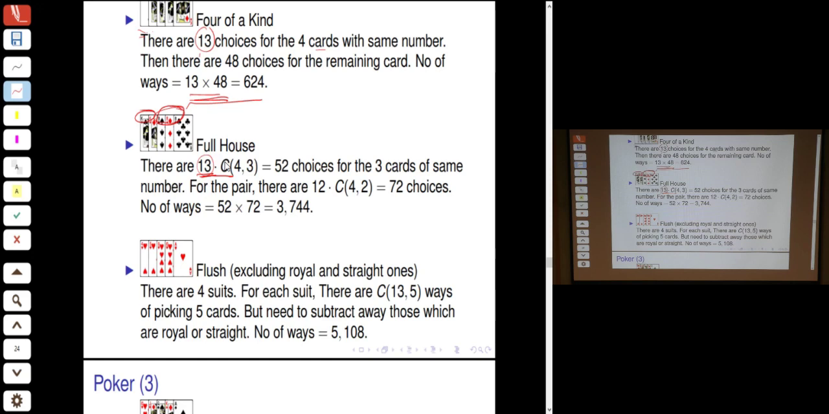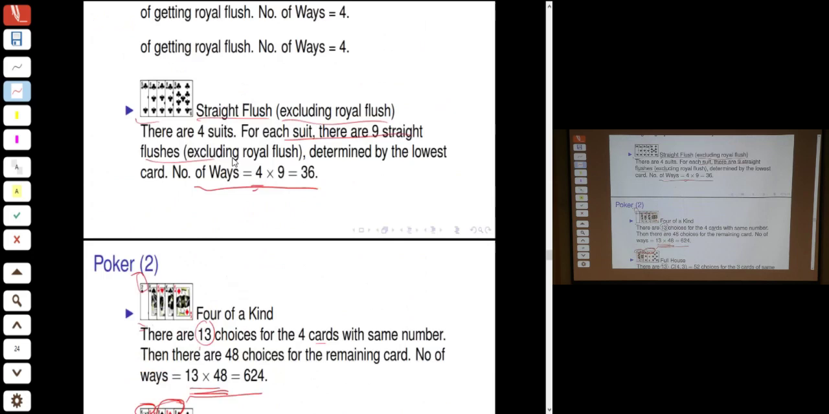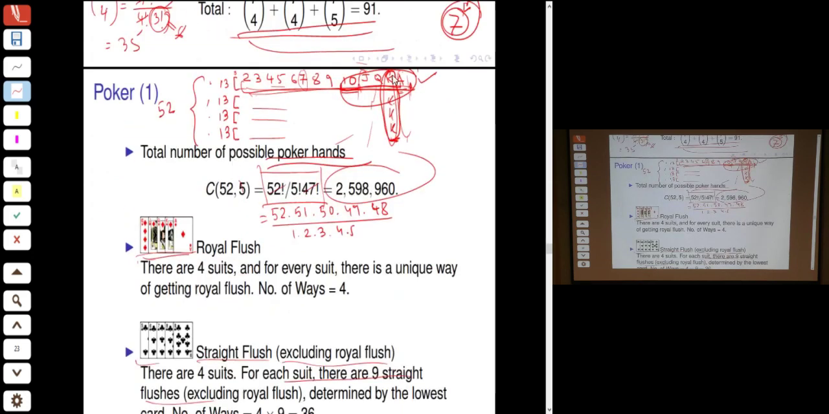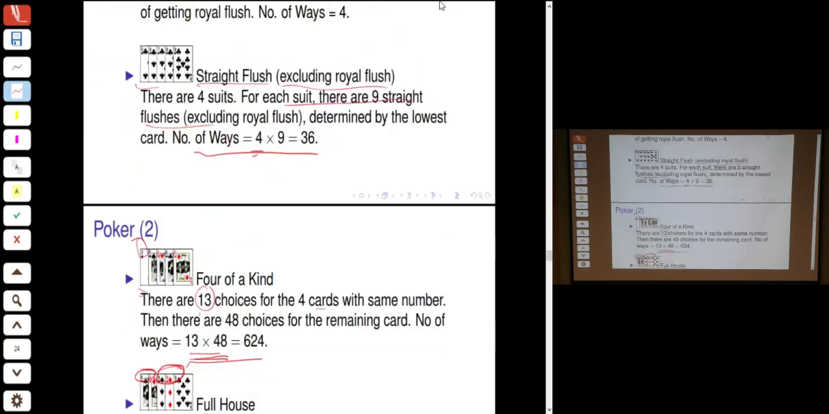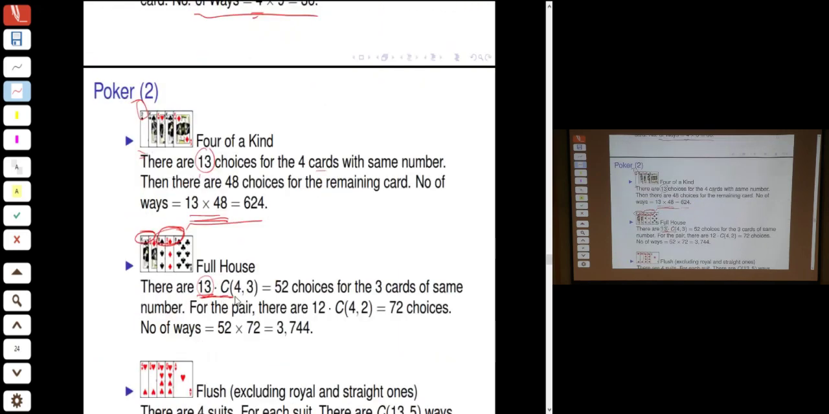For every choice of the number, you have 4 available suits. So suppose your number which is going to be repeated 3 times is king. Now there are 4 kings corresponding to the 4 suits, and you want to choose 3 of them. So in how many ways can you do it? You can do it in 4 choose 3 ways.